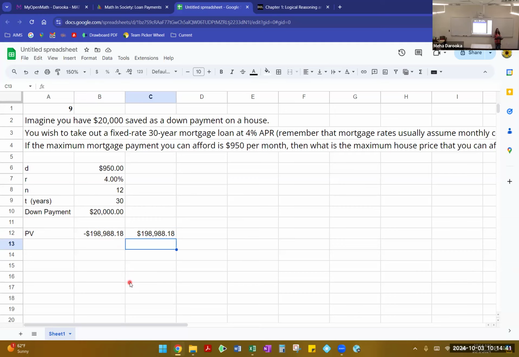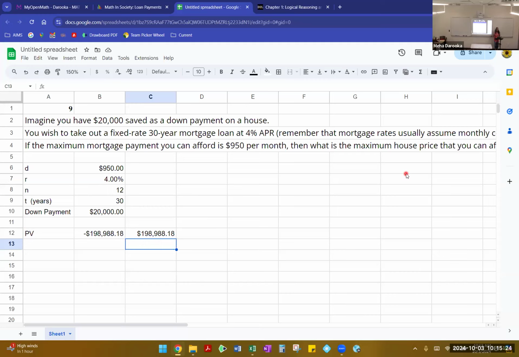So we're basically saying the home that we can purchase can be, is it the 198,988.18 that we came up with? Or is it going to be minus 20,000 or plus 20,000? Because the question is, what is the maximum house price that you can afford? Because we know we saved $20,000 for a down payment, right? So would we add that to this dollar amount of PV, or would we subtract? Because you make the down payment of 20,000 and then the remaining you borrow.